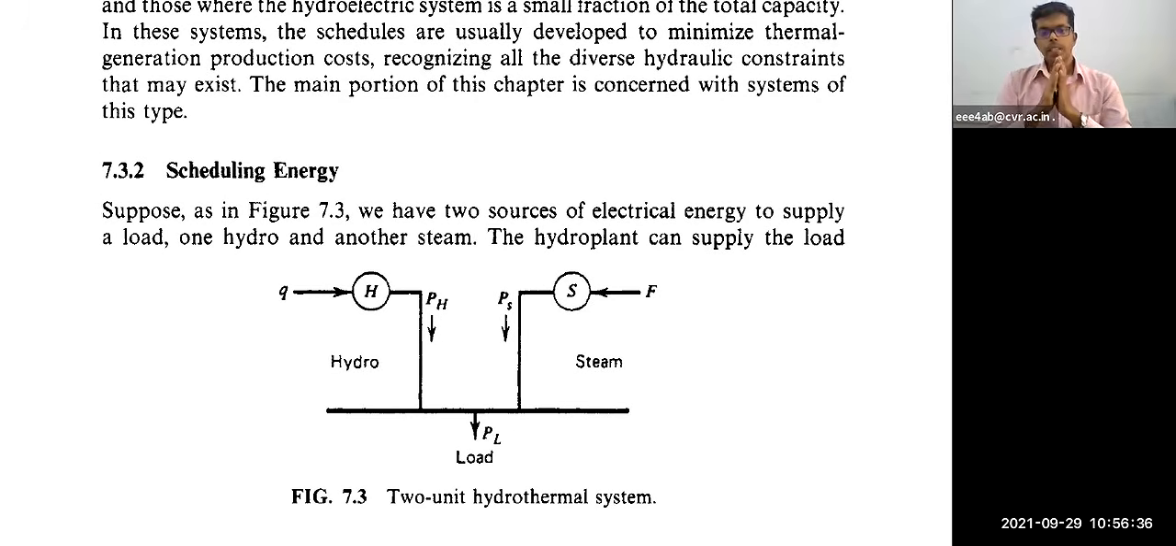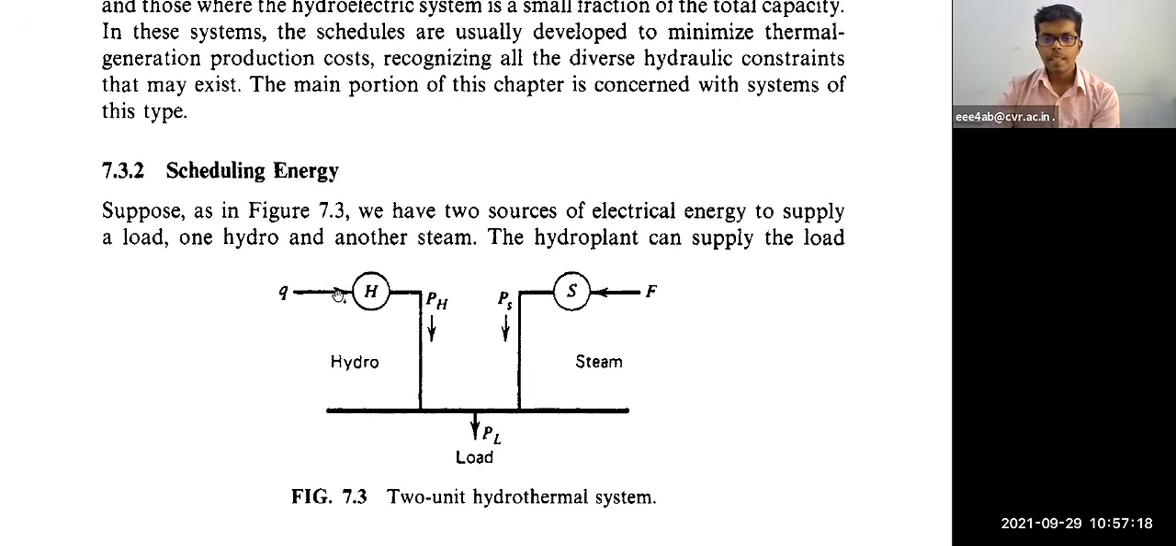So what we are doing here is coordinating the hydro and steam to meet the demand. That is PL, the load or demand. To meet the PL load, we need to schedule these two. We are coordinating these two generating stations and meeting the load. Let the power generated from the hydro be P suffix H, the power generated from the hydro generating station, and the power generated from the steam generating unit be P suffix S.